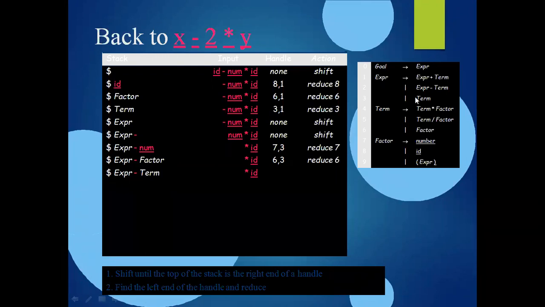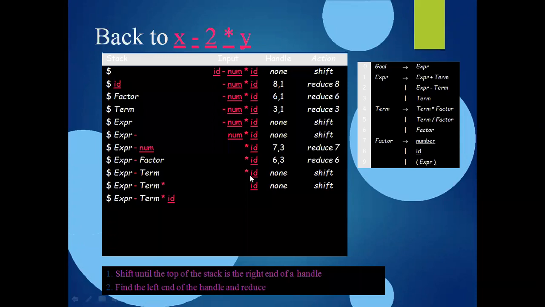And here, see, expression minus term. Actually expression minus term is the second rule, where expression tends to expression minus term. But here we are not reducing expression minus term to an expression. What we are doing here is, again we are shifting the remaining input string from the input buffer. See here, we are not handling anything now, just shifting. Shift id, again shift id. Now the total input string in the input buffer has been consumed. Nothing is there to shift from the input buffer.